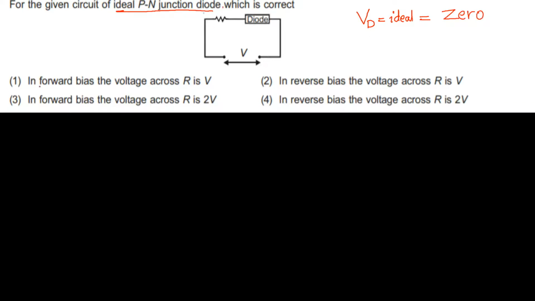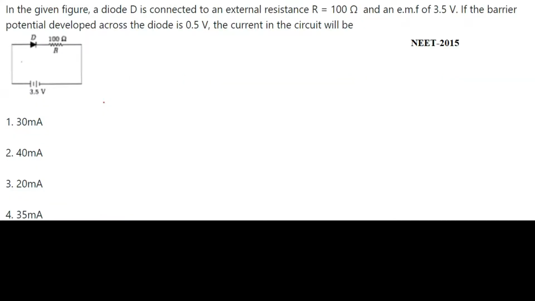What is the first option? In forward bias, the voltage across R is V. How much voltage is applied here? Input voltage is V. So definitely the voltage across the resistance will also be V only. So this option itself is right. The first option itself is right. No need of checking the others. Let us move on to the next question.